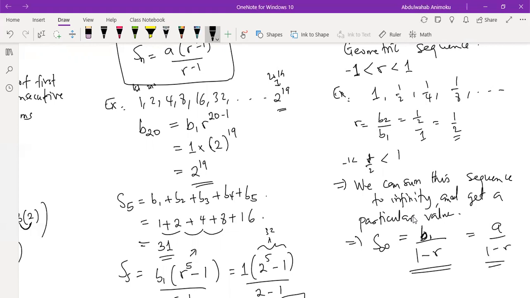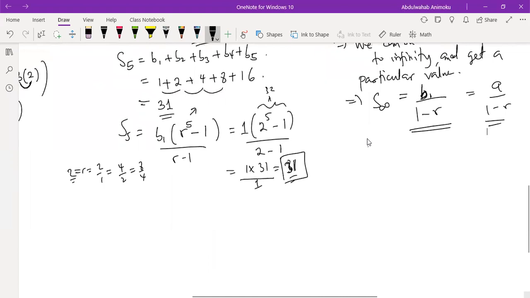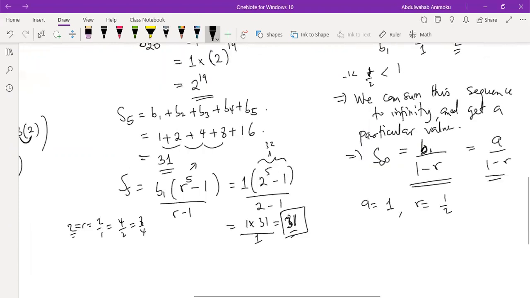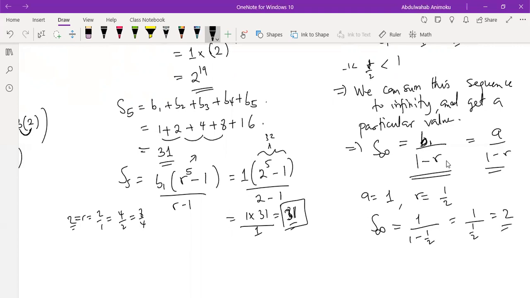So what it means is, for this particular sequence, I can find the sum to infinity, and the formula is given as this. What does this mean? A is the first term. In that example, A is 1. The common ratio is the next variable that you need to know. In that case, it is 1/2. Now, what is the sum to infinity? It means when I add all the terms of this sequence up to infinity, I would get 1 over 1 minus 1/2, which is 1 over 1/2, which is equal to 2.